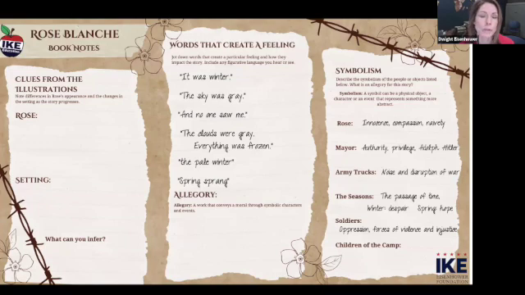And how about the children of the camp? What do you think they symbolized? They were the victims. They symbolized innocence, vulnerability, right? So how about an allegory? What allegory or moral can we kind of match with this story? It definitely talks a lot about injustice, doesn't it?